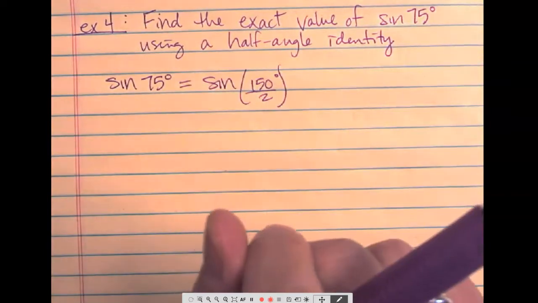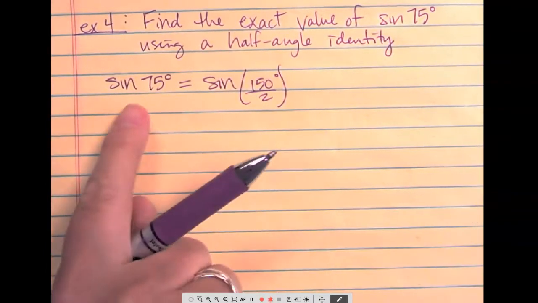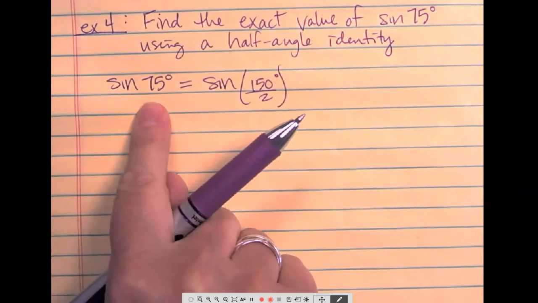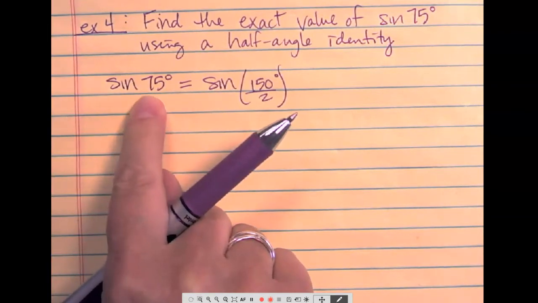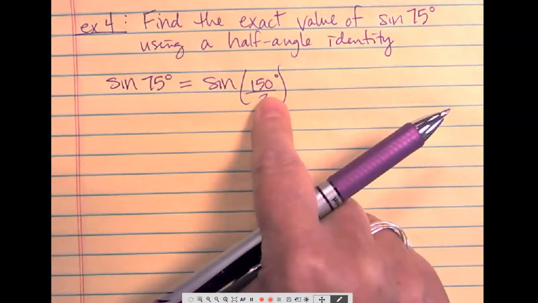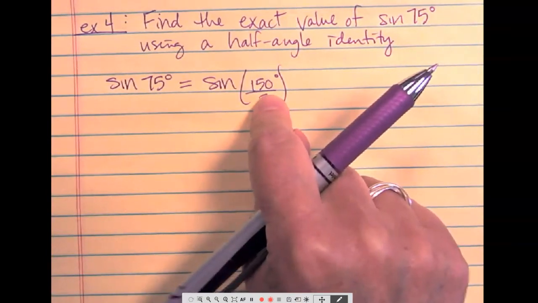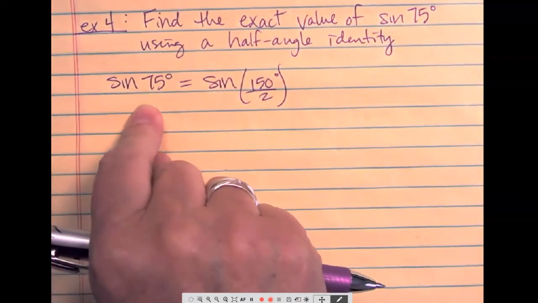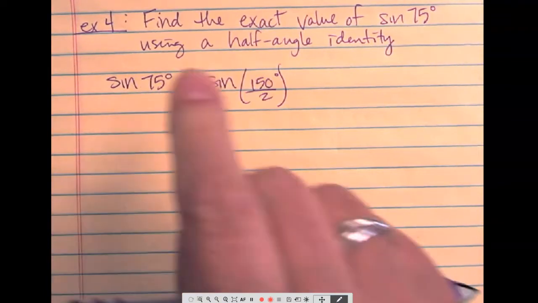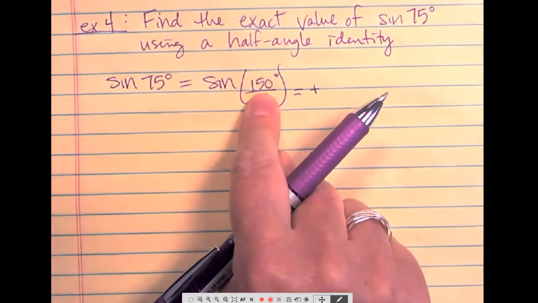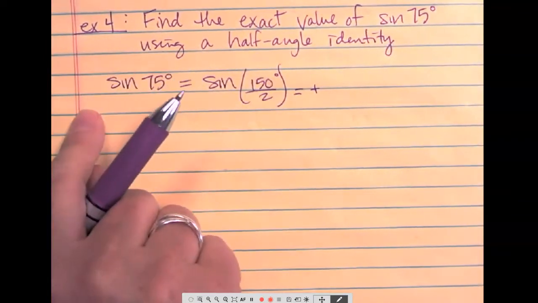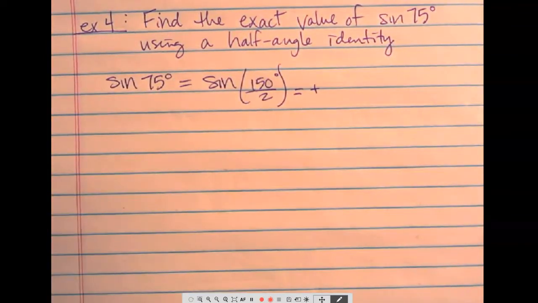Looking at your formula, you have that little plus or minus out front. I'm finding sine of 75. Which quadrant is that in? First. Even though 150 is in the second, what I'm looking for is the sine of 75. And 75 is in the first quadrant. It is positive, so I will use the positive again. So I know that answer should be positive.